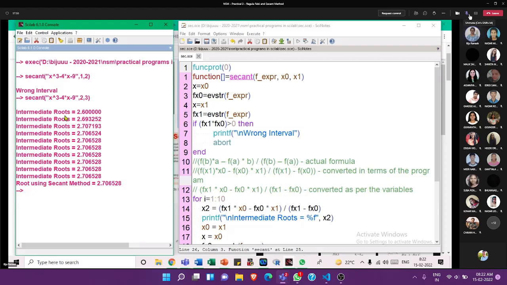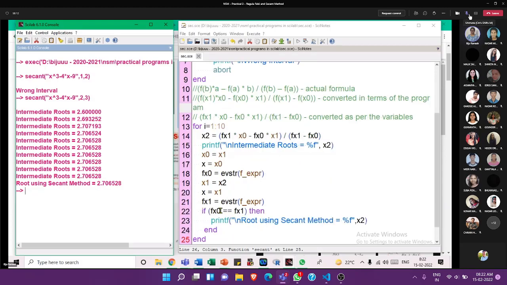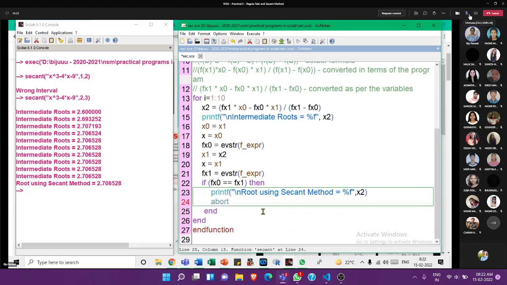So see here, you saw that when it was calculating, the condition was not correctly checked. You see here we had given 1 to 10. Is this going for 10 iterations? 1, 2, 3, 4, 5, 6, 7, 8, 9, 10. It is going for 10 iterations and it is printing root is equal to. So we can say if x0 is equal to x1. We have not aborted. You have to abort. Then it will stop. So that was the issue.